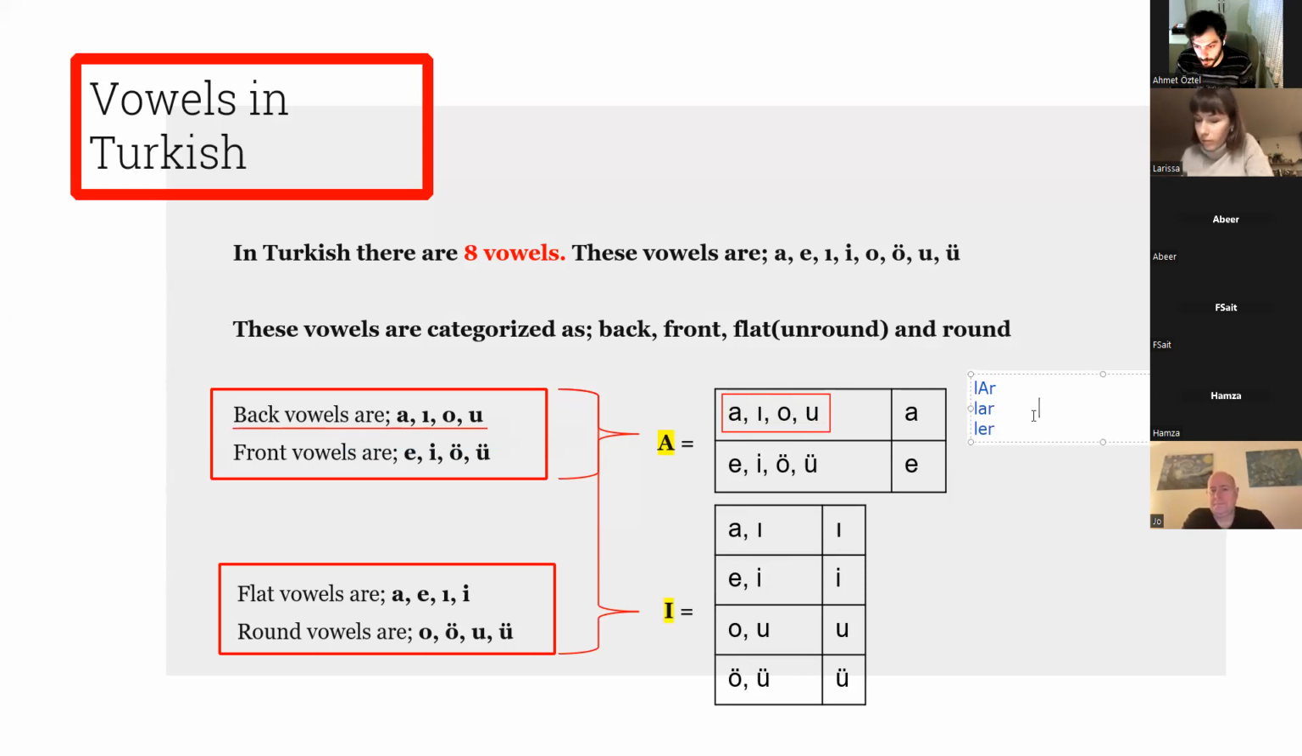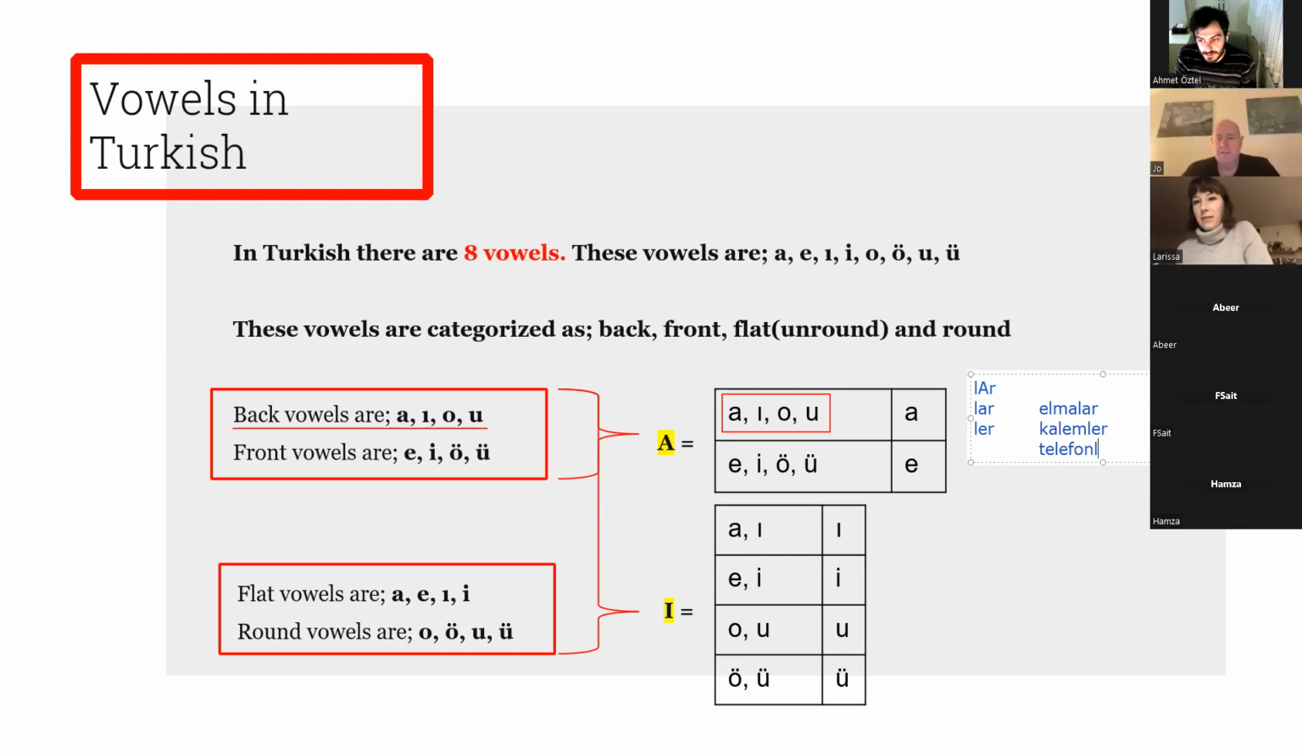A quick example would be elma, elmalar, kalem, kalemler. Let's do two more examples. Let's say telephone, and let's do this all together. Telefon, telefonlar, and then for üzüm, it's going to be üzümler. Super. So that's the idea.